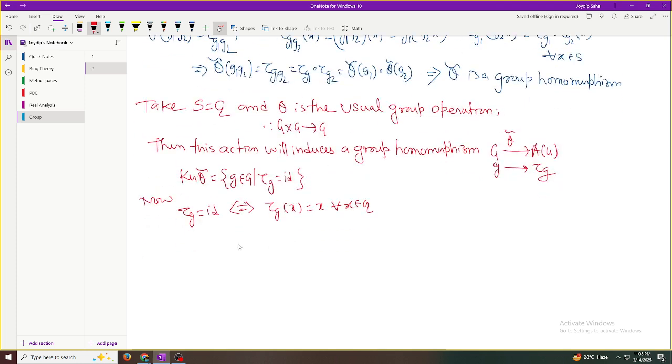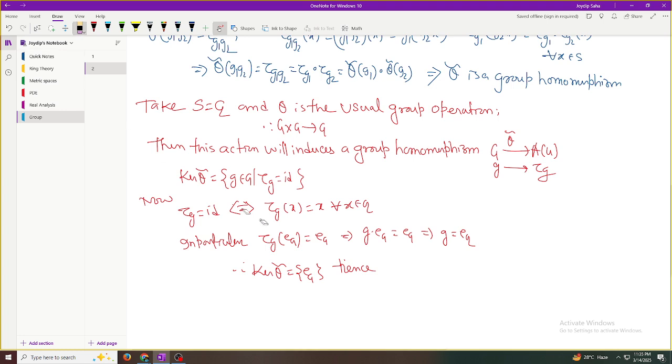in particular tau_g of identity e_G equals identity e_G. This implies g e_G equals e_G. So kernel of theta tilde is {e_G}. Hence theta tilde is injective.